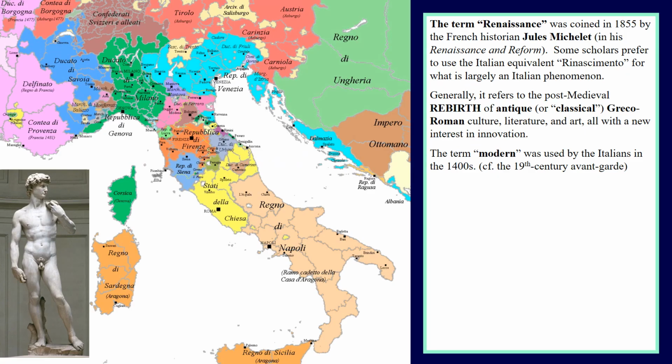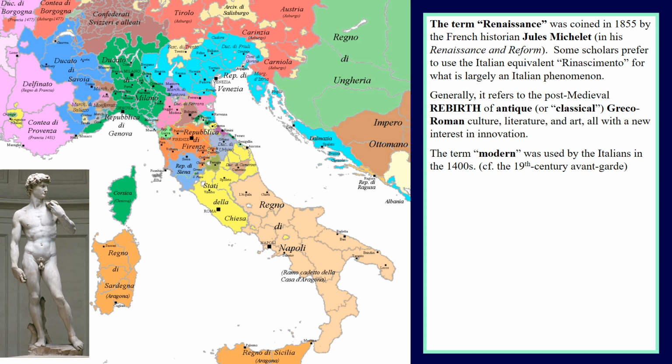The term Renaissance was coined in 1855 by the French historian Jules Michelet in his Renaissance and Reform. Some scholars prefer to use the Italian equivalent, Rinascimento, for what is largely an Italian phenomenon. Either way, it generally refers to the post-medieval rebirth of antique or classical Greco-Roman culture, literature, and art, all with a new interest in innovation. The term modern was used for this reinvigoration of the arts by the Italians themselves of the 1400s.